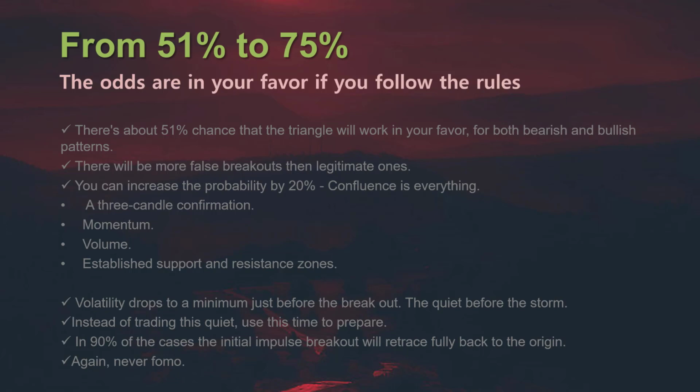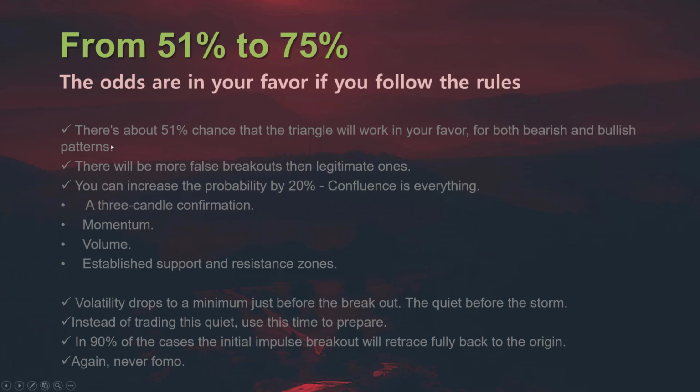If you take a good sample, about 700 of them, and you trade them all and put them together, you'll get that percentage. You'll get the 51% probability or accuracy that the triangle will play out. Now here's how to increase it to about 75% and make the odds be in your favor, if you follow the rules.